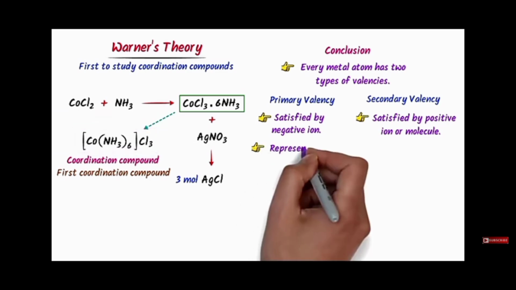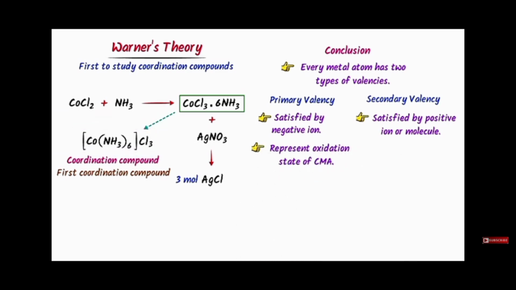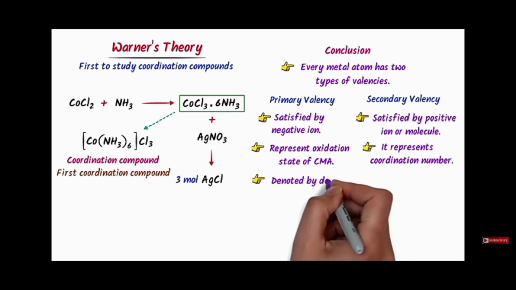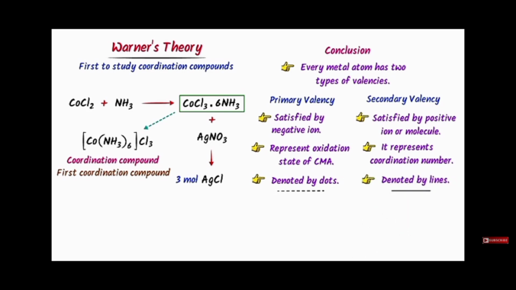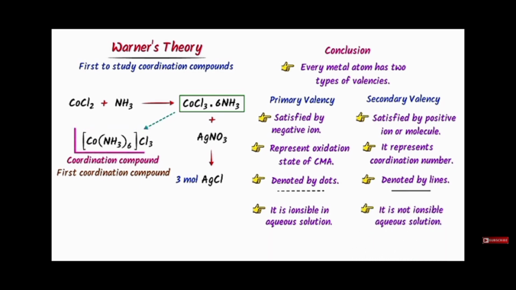Secondly, primary valency represents the oxidation state of a central metal atom, while secondary valency represents the coordination number. Thirdly, primary valency is denoted by dots and secondary valency is denoted by lines. Fourthly, primary valency is ionizable. For example, chlorine is ionizable in aqueous solution, while secondary valency is not ionizable. For example, NH3 is directly bonded to cobalt. It is not ionized. Thus, note down all these important points.